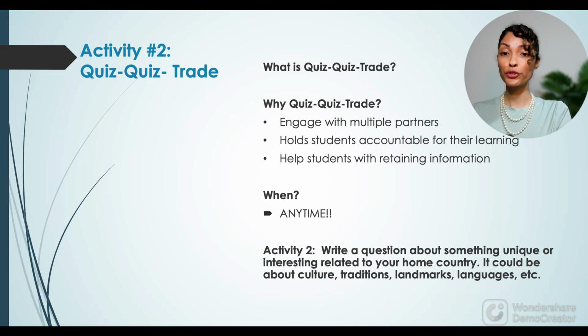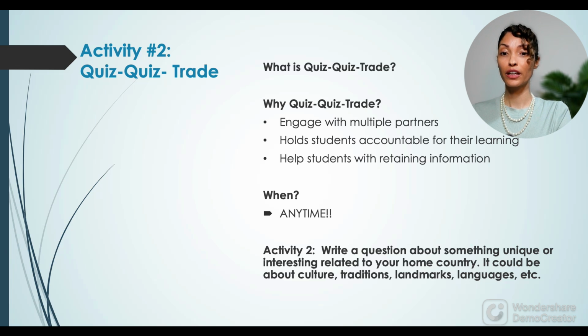Step 3, have the students find a partner. Students will need to pair up and decide who quizzes who first, or as a teacher, you can decide who will go first. Step 4, the students ask their question, listen to the answer, then give feedback or support their partner if needed. Then they switch roles.